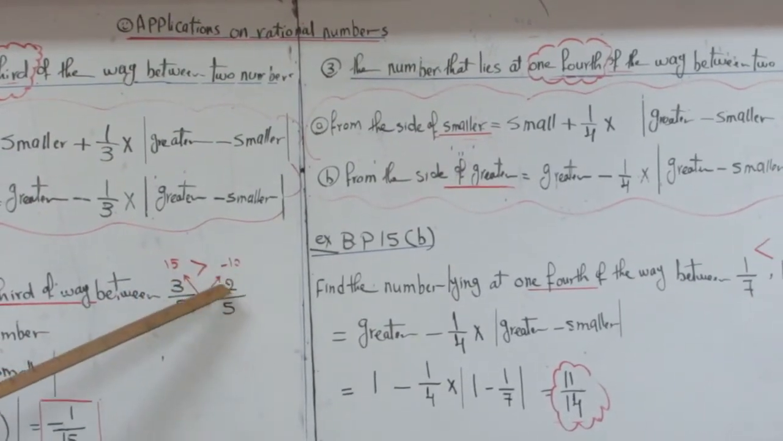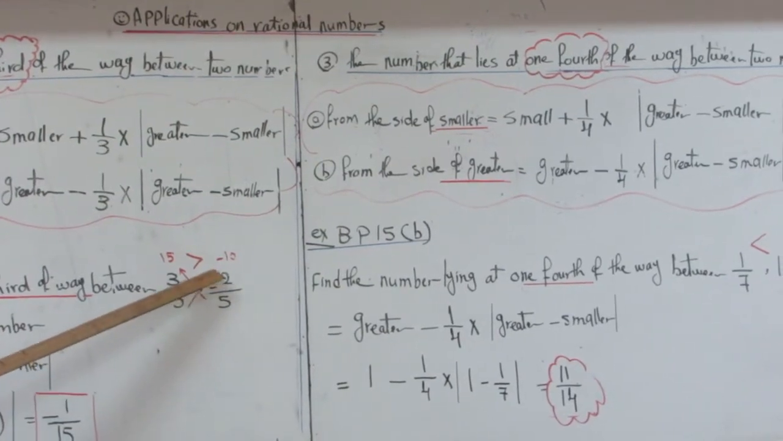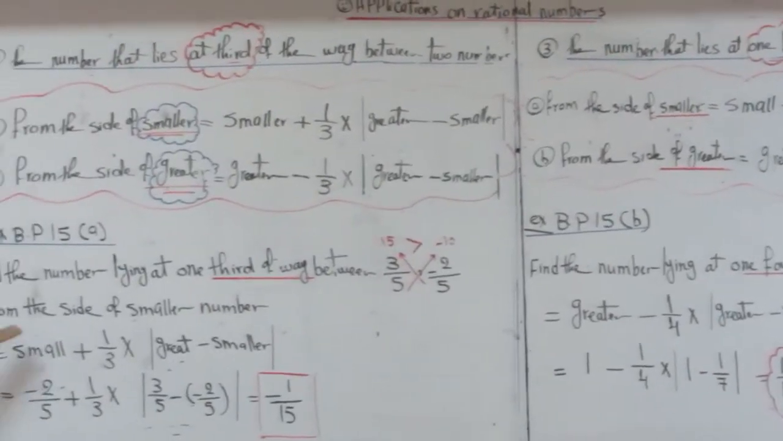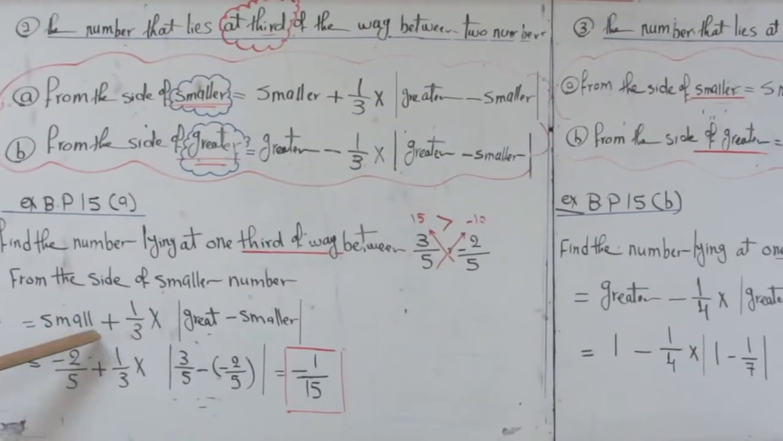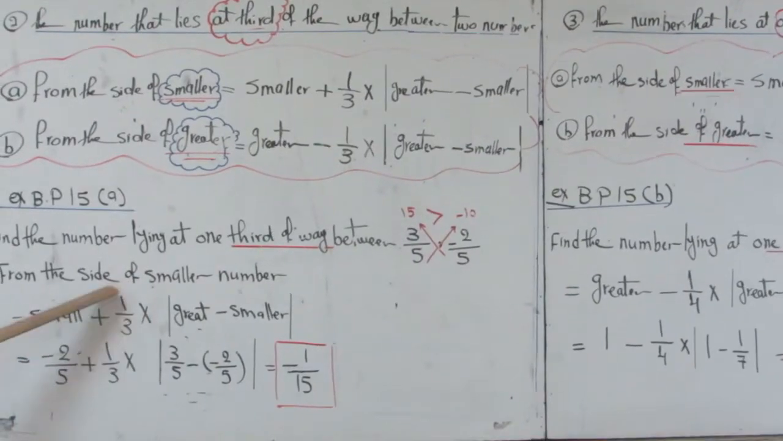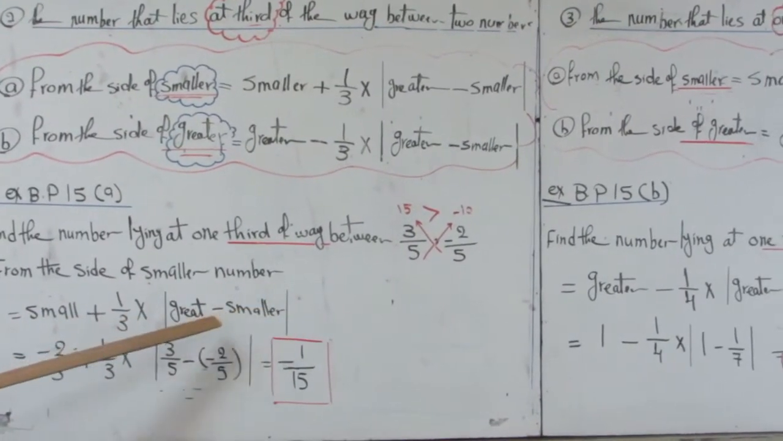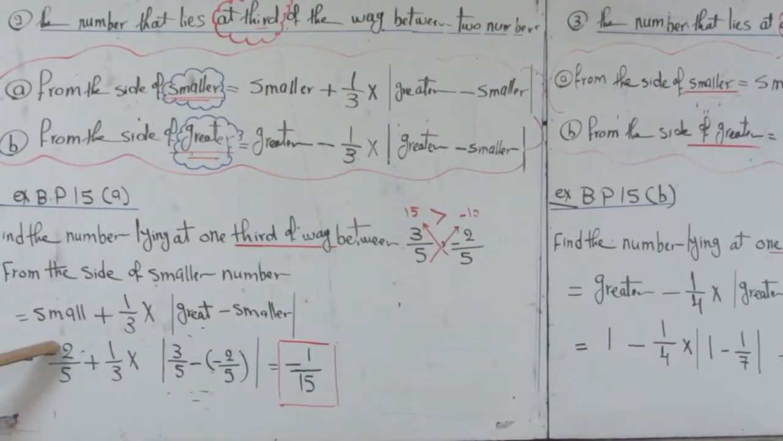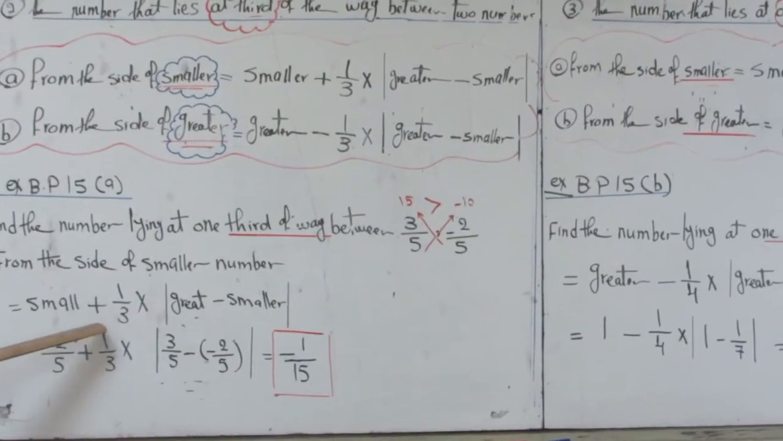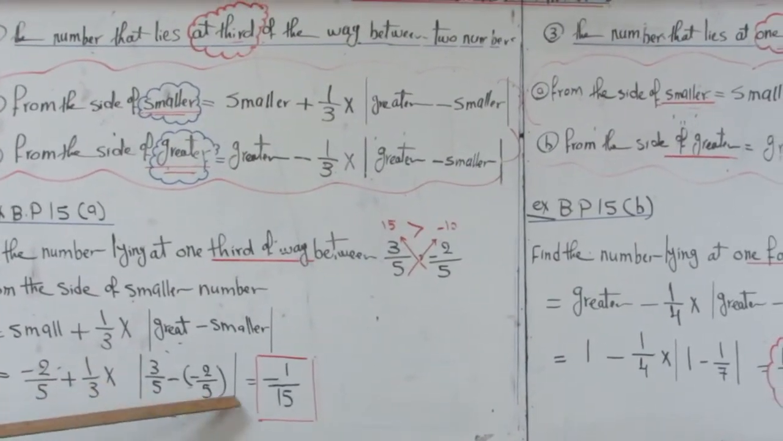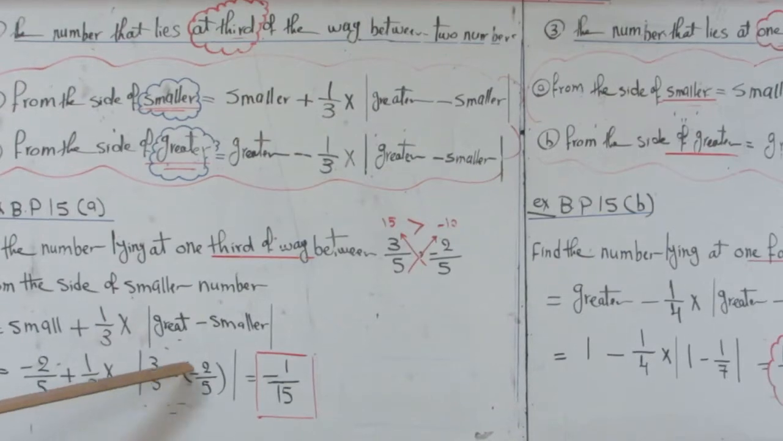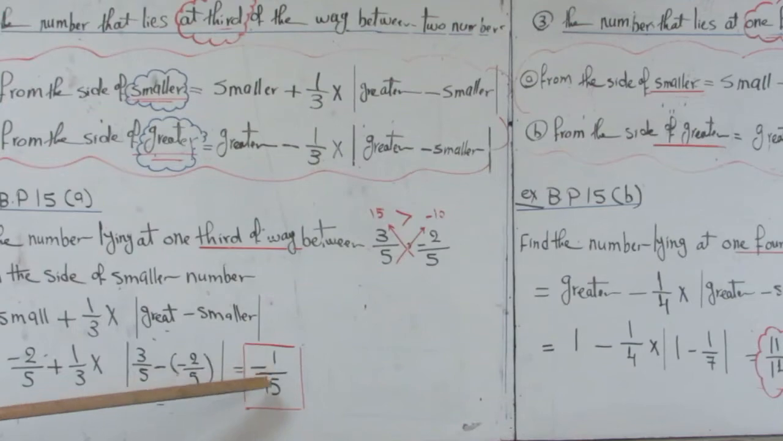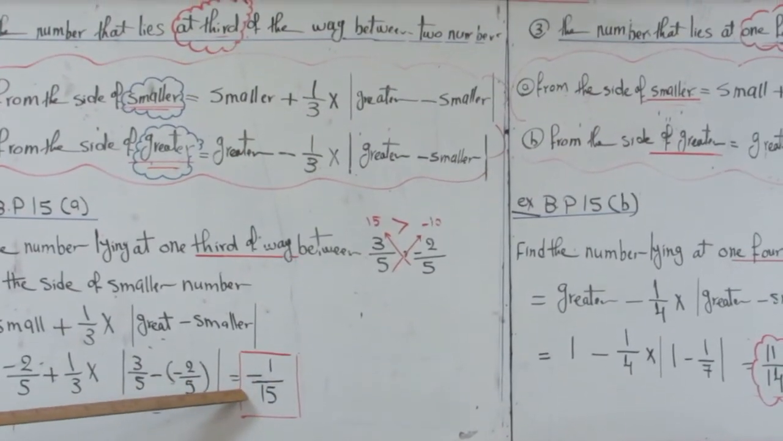Then the smaller one is negative 2 over 5, so I'm going to work on this number. Write the rule: from the smaller side equals the smaller plus the distance, which is a third, times the absolute value of the difference between the greater and the smaller. Equal the smaller, negative 2 over 5, plus 1 over 3 times the absolute value of 3 over 5 minus negative 2 over 5 between brackets. The answer will be 1 over 15. So, my friends.